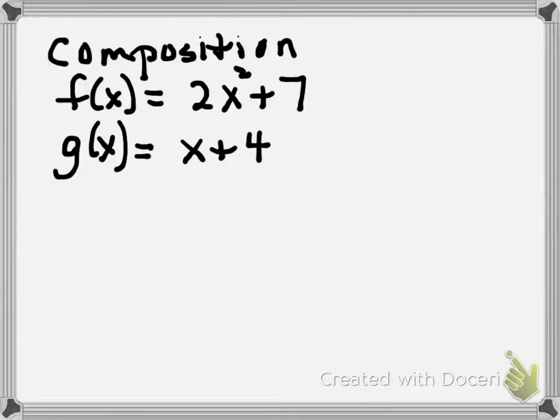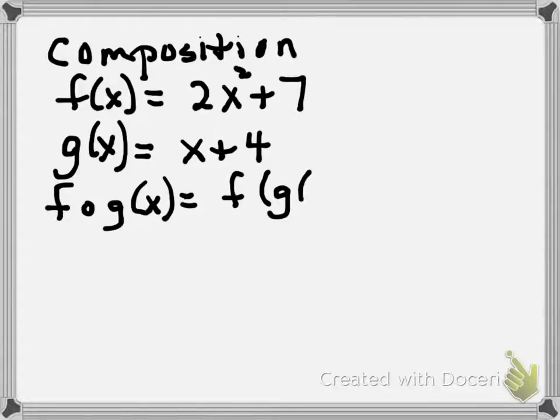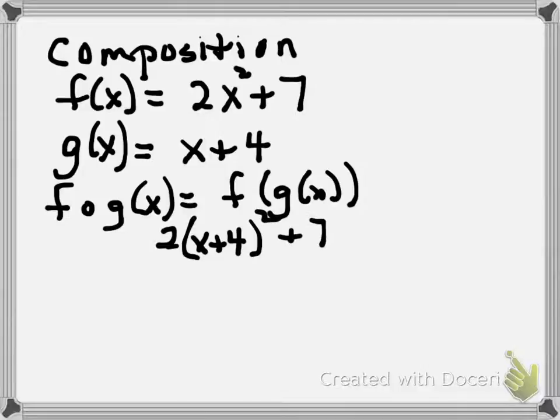Composition of functions. So if I want f of g of x, it says put the g function into the f function. So I would have 2, then in parentheses I'm putting in x plus 4 squared plus 7. So I need to simplify this.